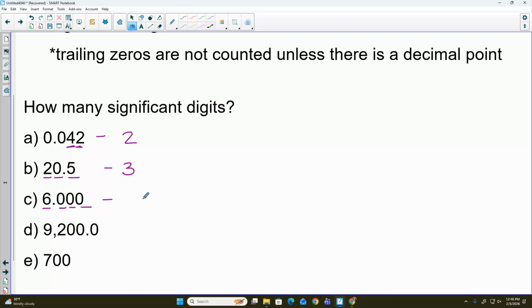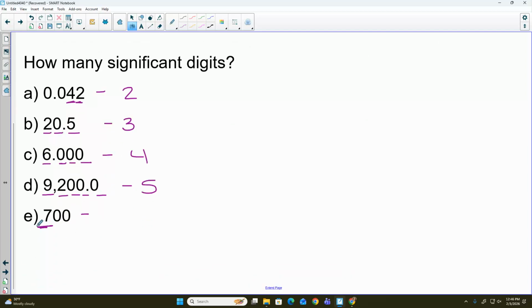If you have a decimal, we count the zeros after it. So this one would be 4. This one, 5. But 700, do I have a decimal? So only the 7 is considered significant, so that one is 1.